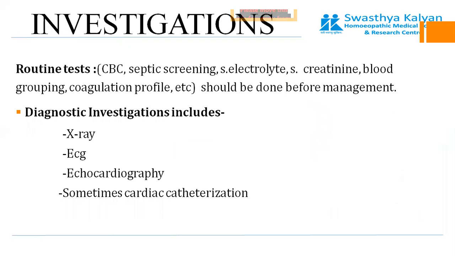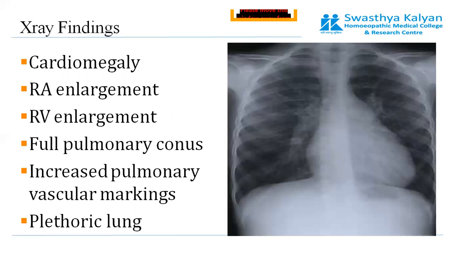Now about the investigations, we have routine tests of CBC, septic screening for any sort of infection, serum electrolytes, serum creatinine, blood grouping, coagulation profile, etc. And the diagnostic investigations include X-ray, ECG, echocardiogram, and sometimes cardiac catheterization. In X-ray we find cardiomegaly, where we have right and left ventricle enlargement, full pulmonary conus, increased pulmonary vascular markings, and plethoric lungs, which is full of blood because we have extra blood flowing into the pulmonary circulation.